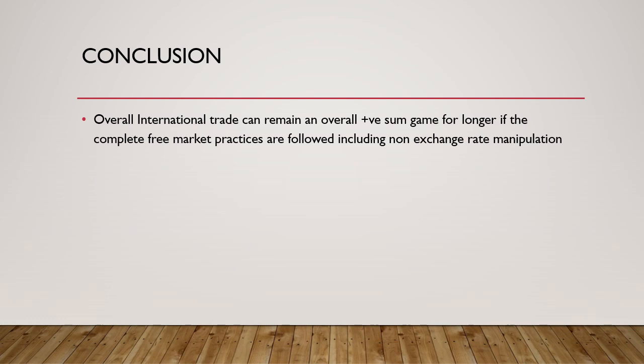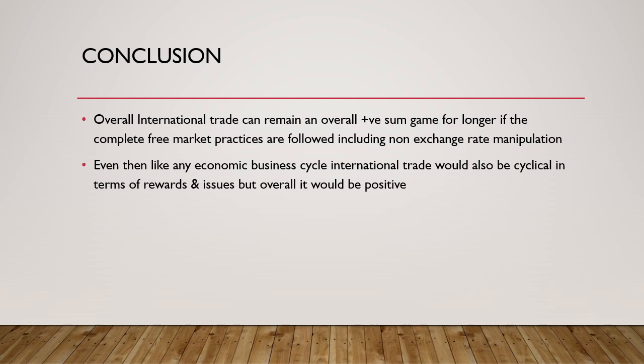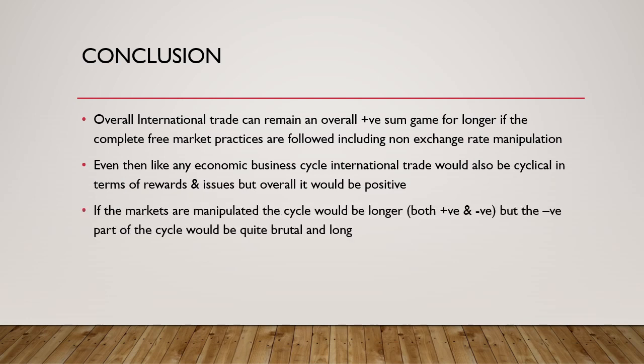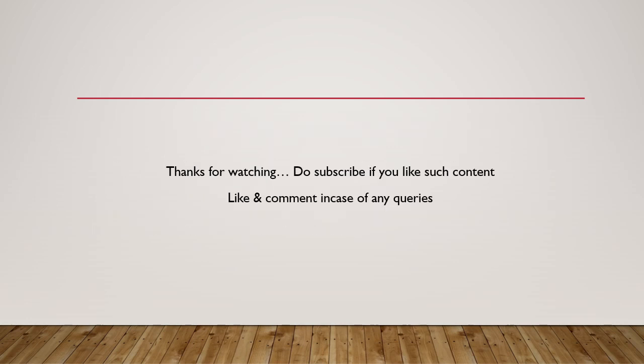So overall, international trade can remain a positive sum game for longer if complete free market practices are allowed to be followed, that is, no exchange rate manipulation. Even when there is a free exchange rate policy, like any economic and business cycle, the international trade cycle would also follow the same rules. That is, there would be rewards and there would be risks. There would be highs and there would be lows in the economy. However, if the markets are manipulated, as we have seen, then the cycle would be longer. Both positive and negative cycles would be longer, and the negative cycles would be pretty brutal and last for a longer time.